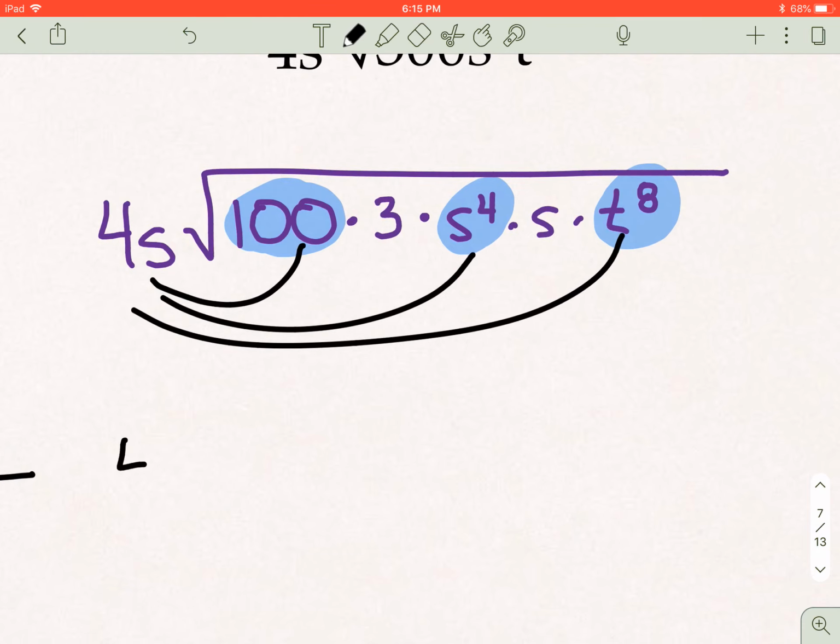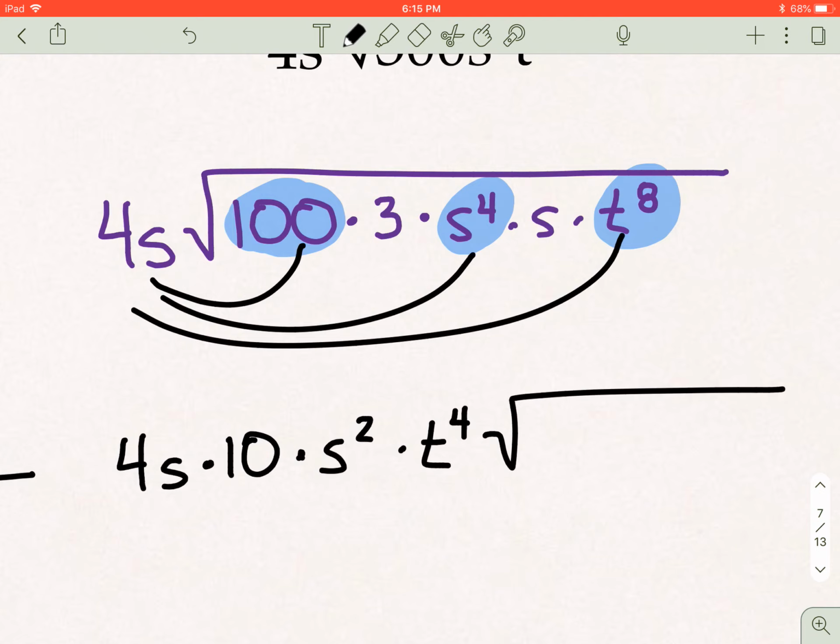So I'm going to be left with 4s times, well, the square root of 100 is 10. The square root of s to the 4th is s to the 2nd. And the square root of t to the 8th is t to the 4th. And once again, I just take those exponents and cut them in half, times the square root. And what's left on the inside? Well, it's my 3 and my s.